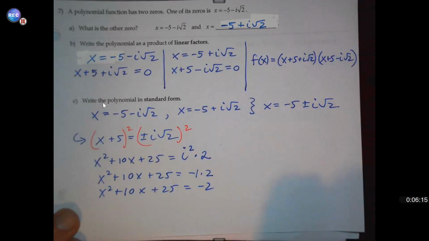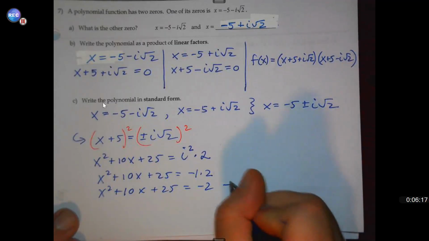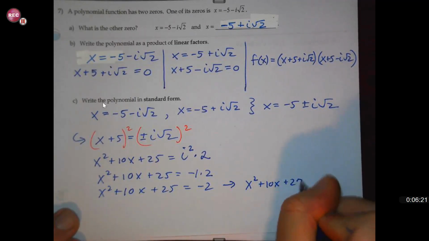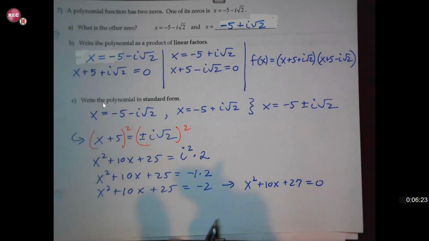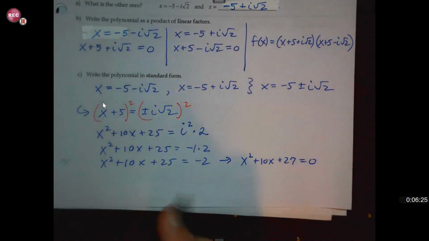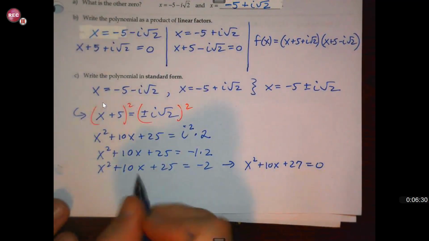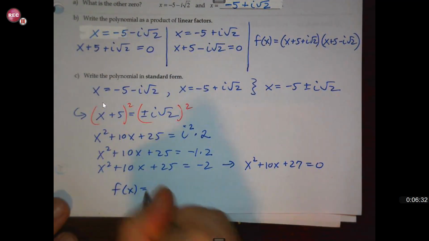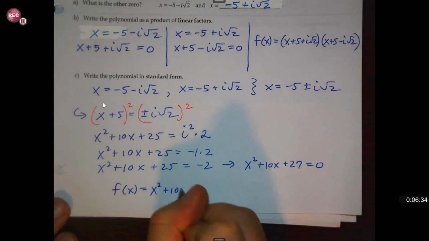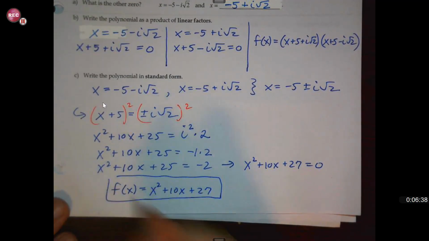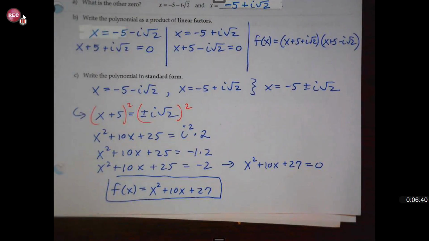If I add that -2 to the other side, I'm going to have x squared plus 10x plus 27 equals 0. So now I have my quadratic equation that would have these two as its zeros. That means I can write the function as f of x equals x squared plus 10x plus 27, and that would be our polynomial in standard form.